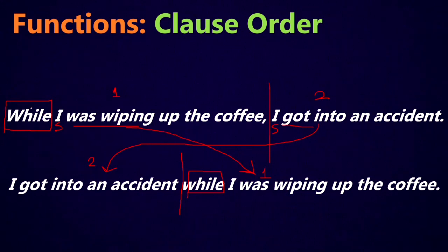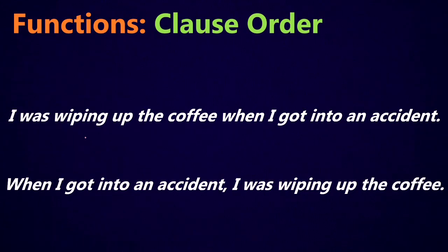Now, if I start the sentence with either when or while, then I need to put a comma at the end of that clause. If we look at the second sentence, I got into an accident while I was wiping up the coffee. You see while is in the middle of the sentence. There's no comma in this sentence. I don't need it because this word here, while, is kind of acting like the comma. Or we can change, instead of using while, we can use when.